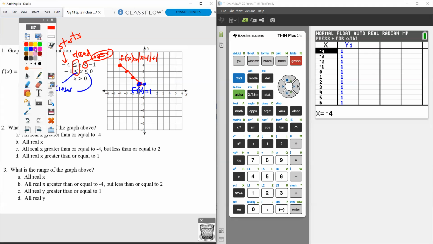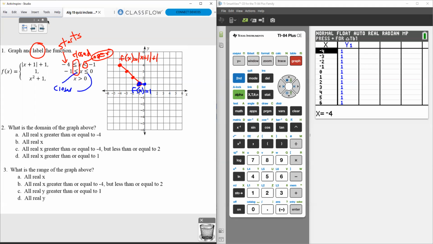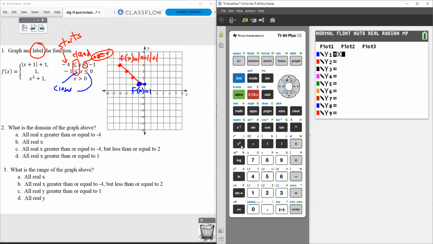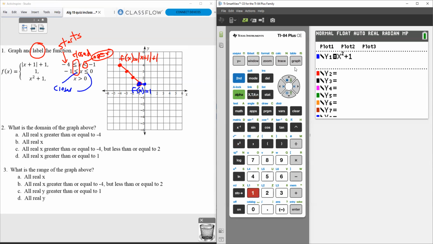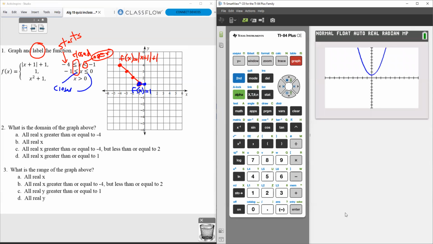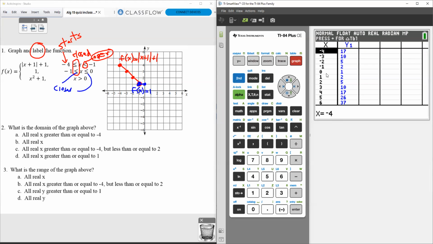For the third part of my graph, I want to graph x squared plus 1. So if I go to y equals and I type in x squared plus 1 and hit graph, this is what the graph looks like. But now I only want it for values that are greater than 0. So when I hit second and table, I only want it starting at 0. So 0 is 1.